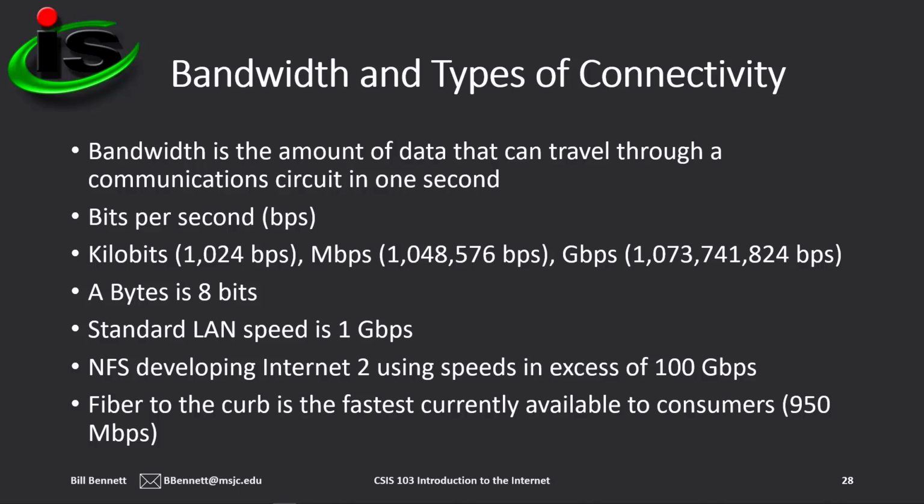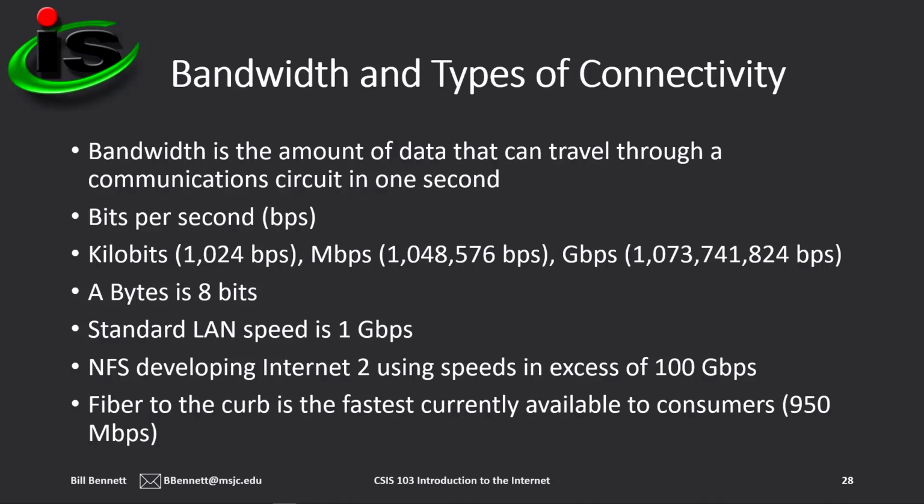Bandwidth for Internet connections is measured the same way as bandwidth for connections within networks, in multiples of bits per second, bps. Common terms are kilobits per second, kbps, which is 1,024 bits per second; megabits per second, or mbps, which is 1,048,576 bits per second; and gigabits per second, gbps, which is 1,073,741,824 bits per second.